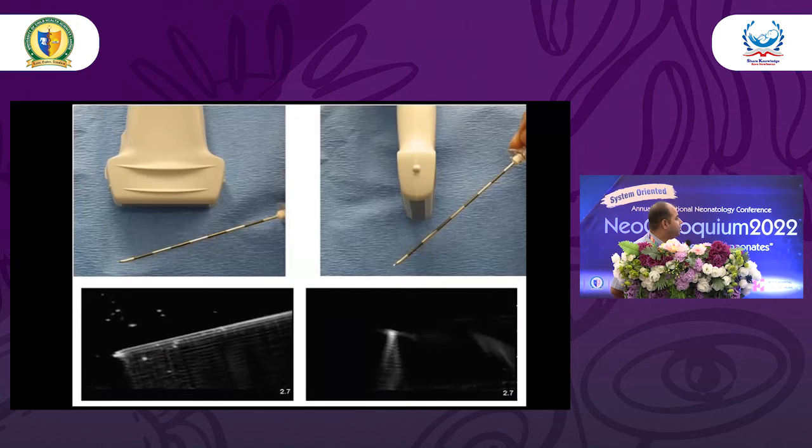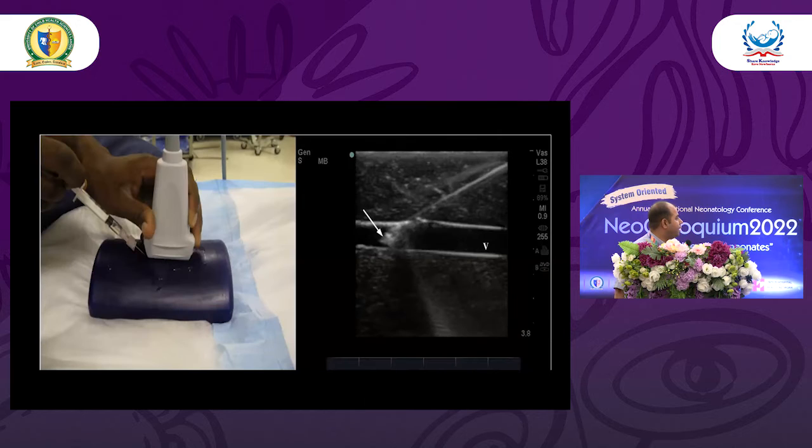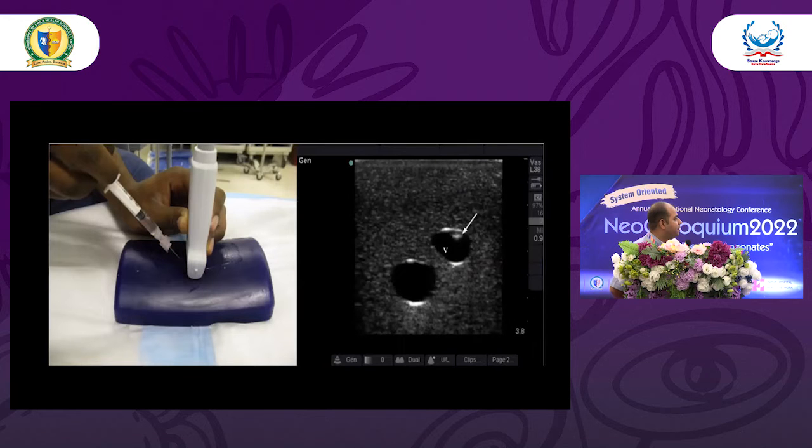So again, a demonstration of how we'll see the needle in in plane and out of plane. Just to demonstrate, if you place a probe along the line of the vessel in a linear manner, you'll see the whole of the needle track coming into the vessel. And it's more accurate. I personally prefer this one because you see the whole track and you can see the needle coming into it. Or the other way, you just see a spot.